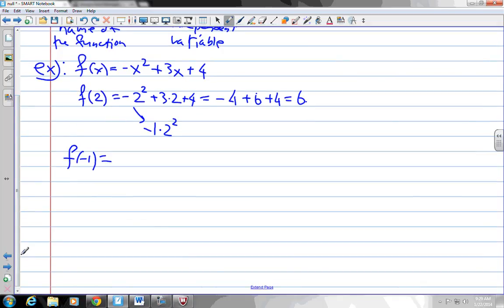We'll do it the same way. So it's negative of negative 1 squared. So in this case, it kills the negative, but then there's a negative up front anyway. Plus 3 times negative 1 plus 4. So that's minus 1 minus 3 plus 4. Oh, we'll get 0. Right?